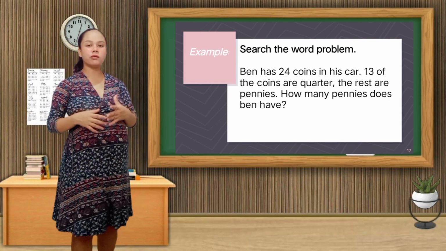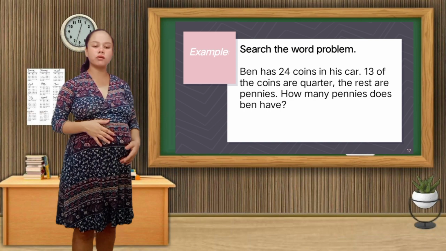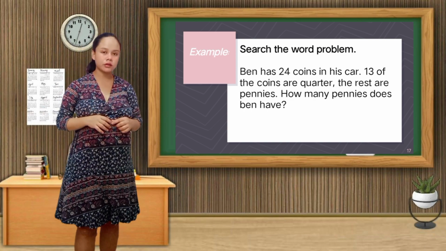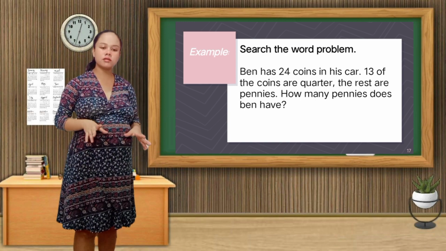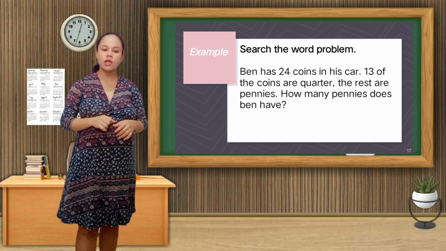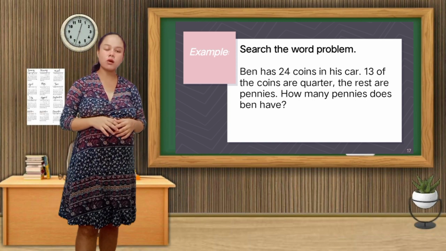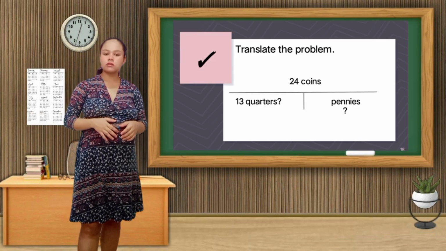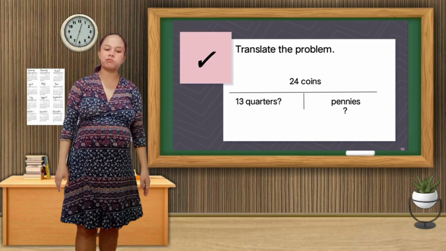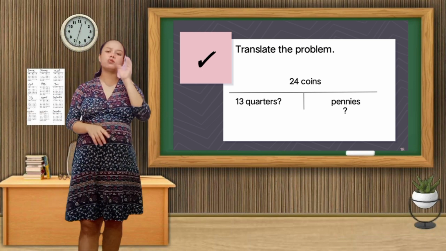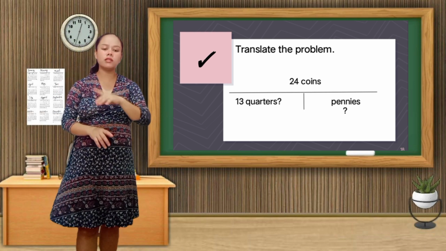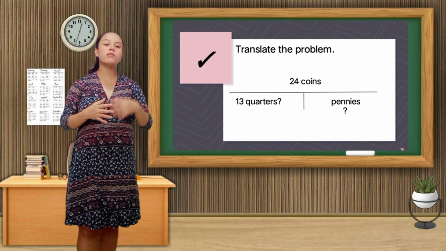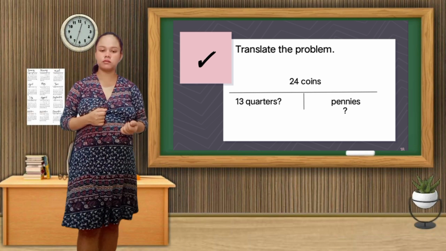First, let's search the word problem. So this is the word problem. Ben has 24 coins in his car. 13 of the coins are quarters. The rest are pennies. So, how many pennies does Ben have? So, the next step is to translate the problem. So Ben has 24 coins, and 13 of the coins are quarters. So, how many pennies does Ben have?